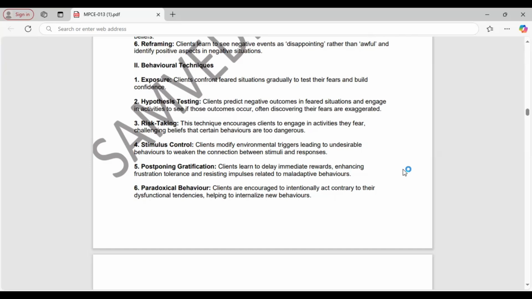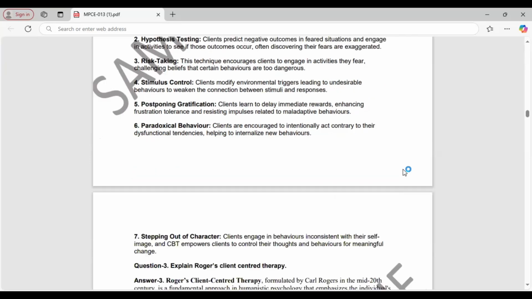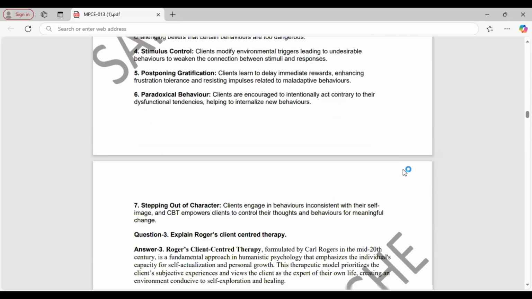Paradoxical behavior, clients act contrary to dysfunctional tendencies, gradually internalizing new habits. Stepping out of character, clients perform tasks at a lesser standard to confront perfectionist tendencies or explore new self care activities. Postponing gratification, clients learn to delay pleasurable activities to build frustration tolerance.